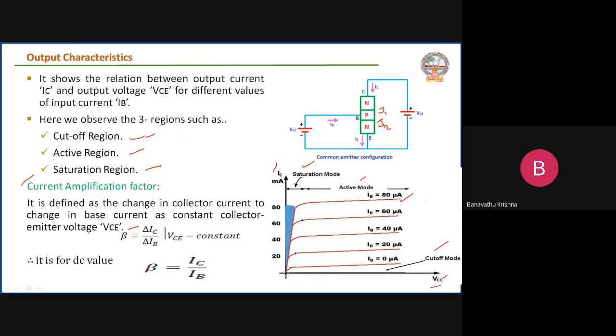Here VCE is 0, and very small changes occur across this point. Let us see here, a very huge collector current occurs with a very small amount of VCE from 0 onwards. The collector current goes like this. This is the output characteristics for the common emitter configuration.